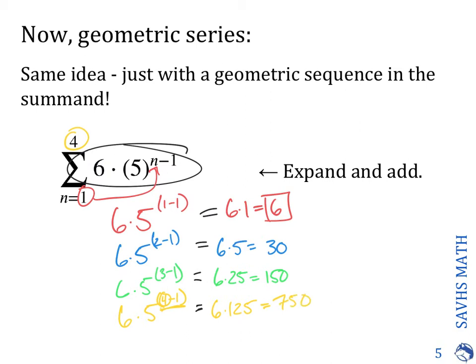So then I need to take all of these numbers, 6, 30, 150, and 750, and add them together with my calculator. So 750 plus 150 plus 30 plus 6 is 936.